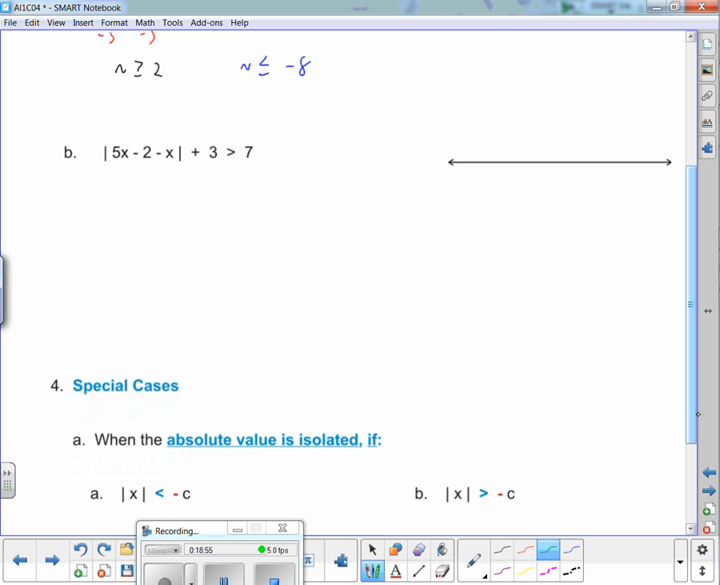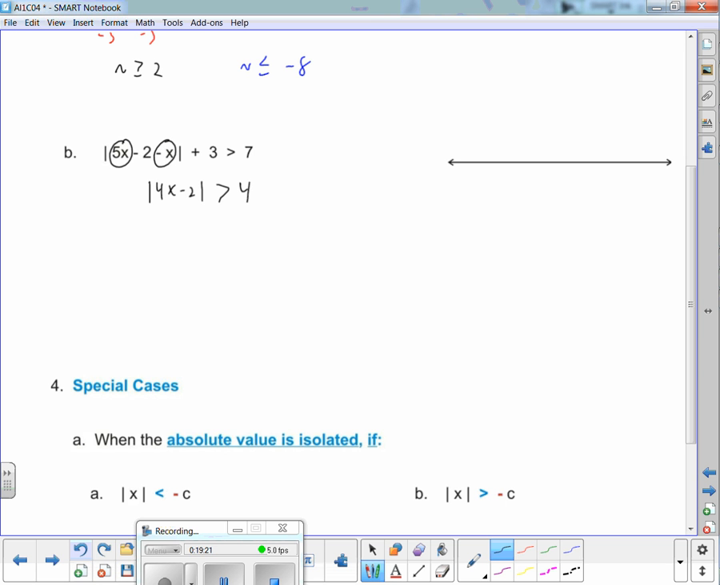Engage your brain. Okay. I'm going to ISO the absolute value. I'm going to add a -3 to both sides. And would you mind if I also add like terms inside my absolute value? Does that make sense? So I'm going to get a 4x minus 2 inside the absolute value, and a greater than. Be careful, I'm adding a -3 to both sides, so that gives me a 4 on the right.